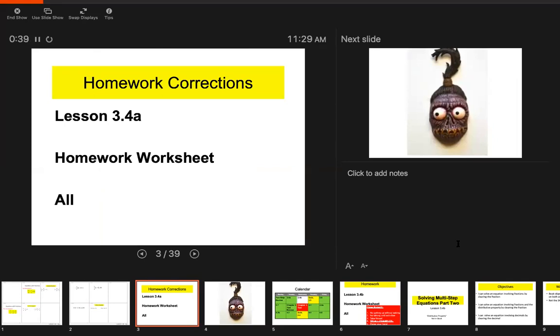Number one, A equals one. Number two, P equals negative six. Number three, B equals zero. Number four, P equals negative three. Number five, A equals seven. Negative seven. All right. Number six, P equals negative 40.